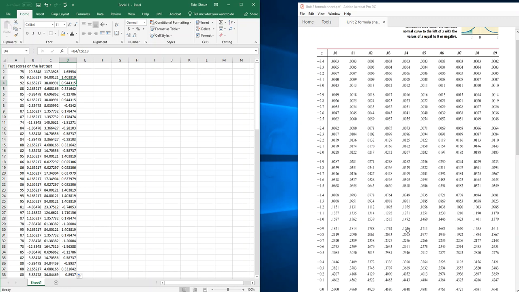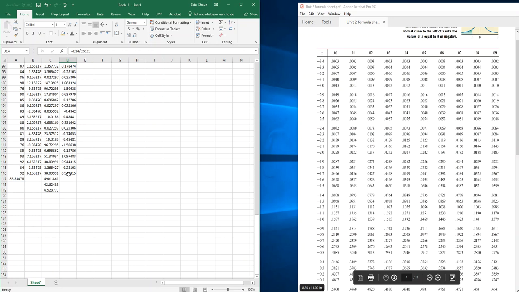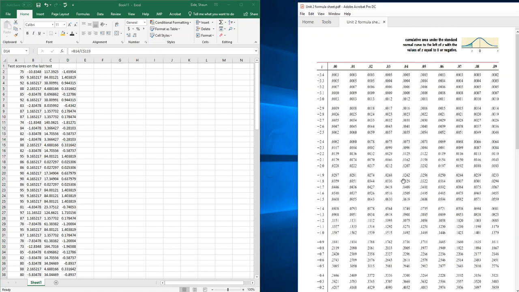So this is a really powerful tool to be able to take a normal distribution and say, okay, for this score, what is the probability of an individual being above this score, and what is the probability of an individual being below this score? And for any one of these scores right here, I can tell you the probability of an individual being above or below, based on using this standard normal curve.